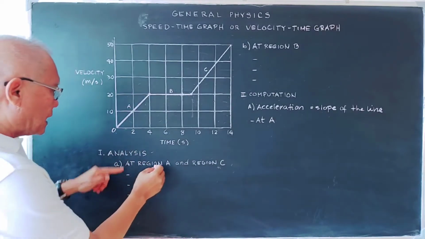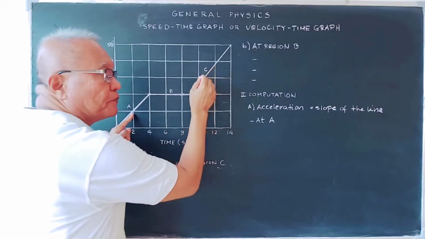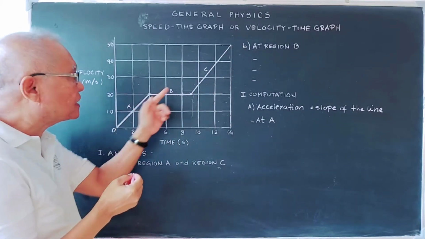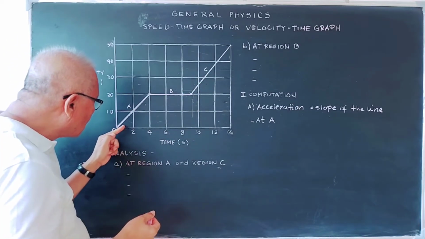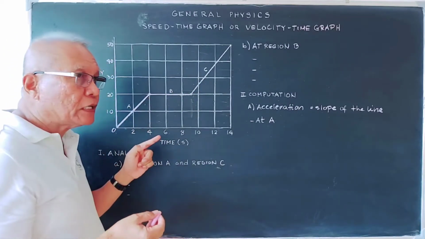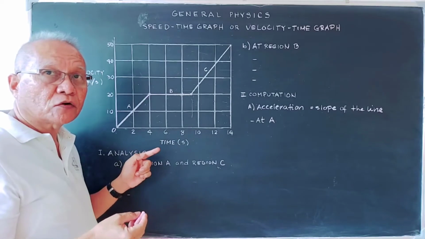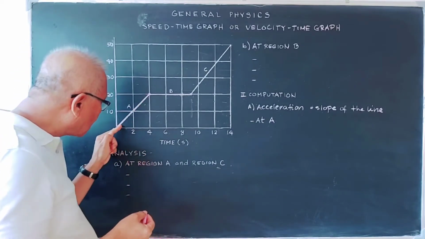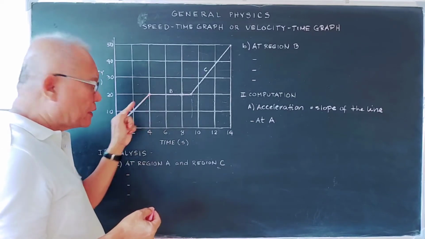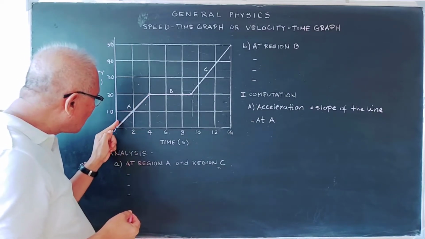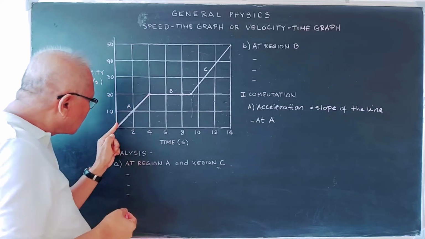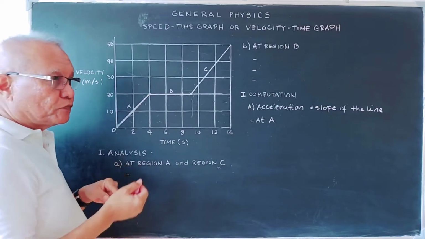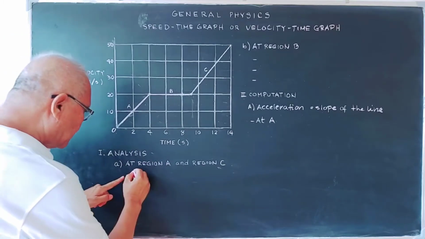So here, at region A, they are the same. Slanting to the right is a straight line. Take note, it is a straight line. If it is curved here, our acceleration is not constant or uniform. It is increasing if we have a curve like this. Now, our acceleration is decreasing if our curve is like going here up and then there. Our acceleration is not uniform.